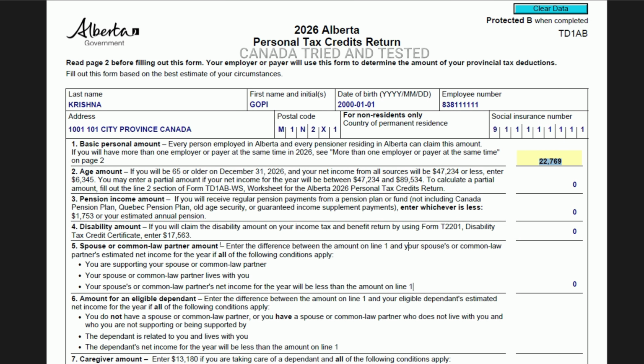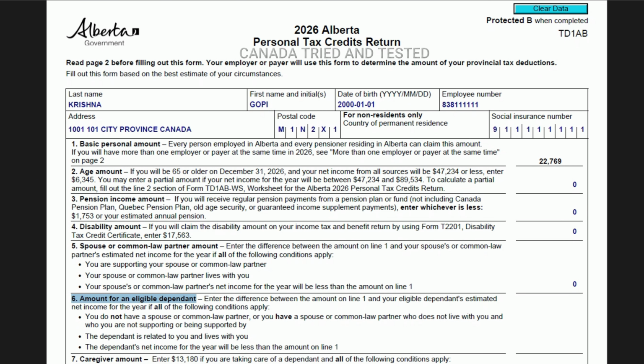1. What is the amount? 22,769. If the earning is more than this, again you will enter 0. And if it is less than 22,769, and they are meeting all these criteria, then you have to subtract their net income from this total amount. For example, if they are earning $5,000, in that case, 22,769 minus 5,000 will be 17,769. So you will enter that amount. If not, make an entry as 0.